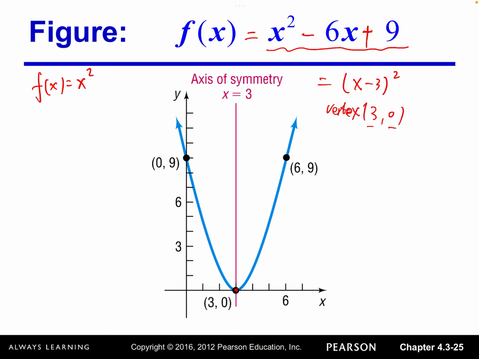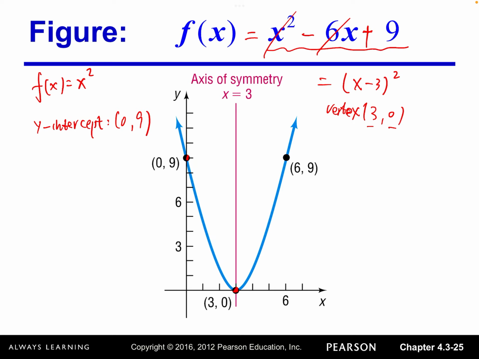And then since the vertex is right on the x-axis, this is the x-intercept, right? The x-intercept and the vertex are the same. And then the y-intercept is (0, c), which is (0, 9). Replace x by 0, these two terms cancel, so we only have c. That's why the y-intercept is (0, 9) right here.